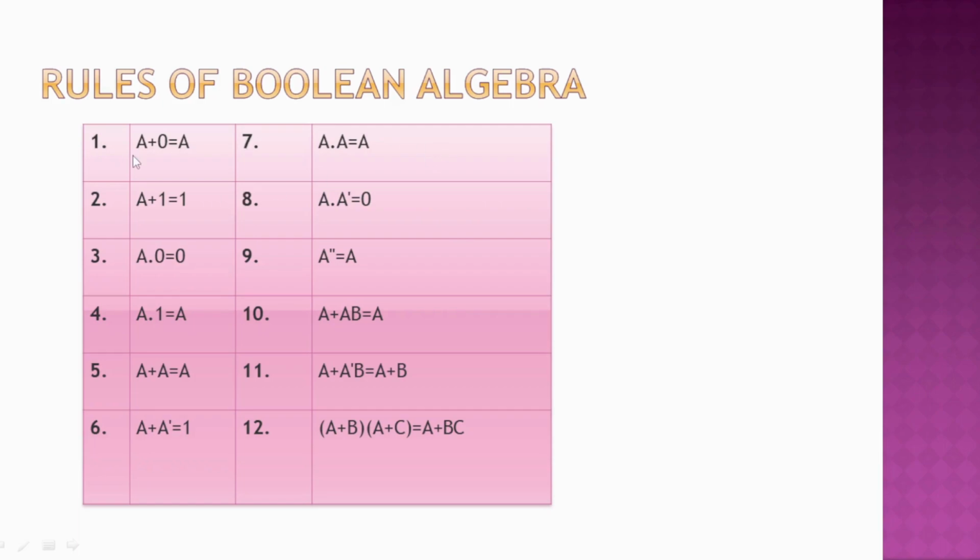So these are all the very important rules in Boolean algebra. A first rule is A plus 0 equal to A. A plus 1 is equal to 1. A dot 0 is equal to 0. A dot 1 is equal to A. A plus A is equal to A. A plus A dash is equal to 1. A dot A is equal to A. A dot A dash is equal to 0.